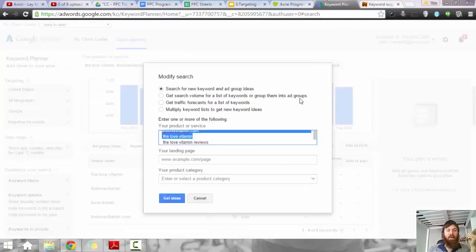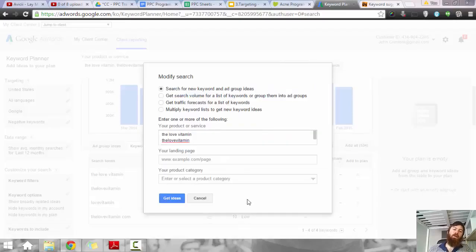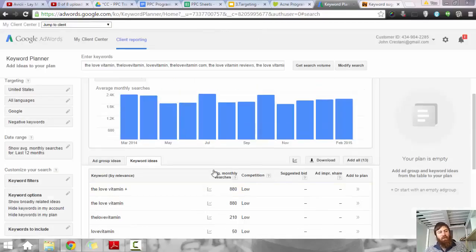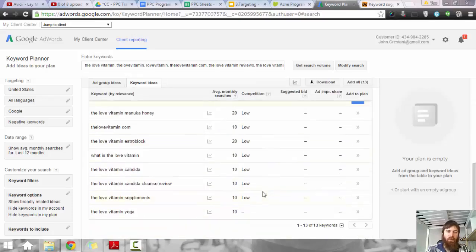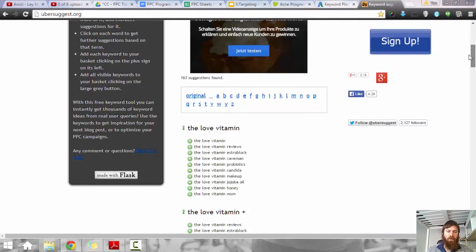But let's see, in the keyword planner, we get search volume. We put in all these other search terms. Let's see if any of them have search volume. Wow, look at this. Lots of the terms we put in, notice we put in maybe 100 terms here.